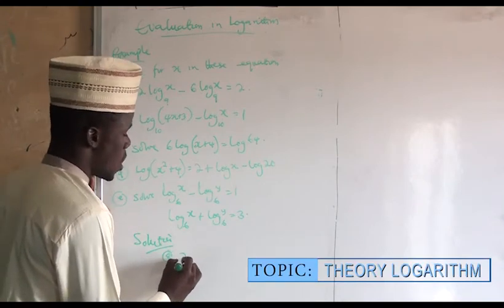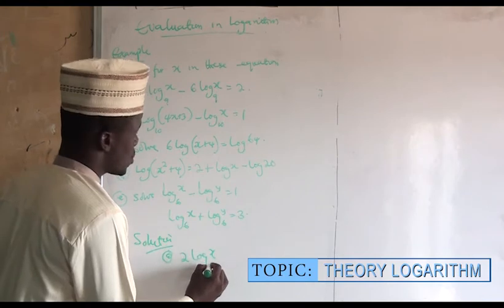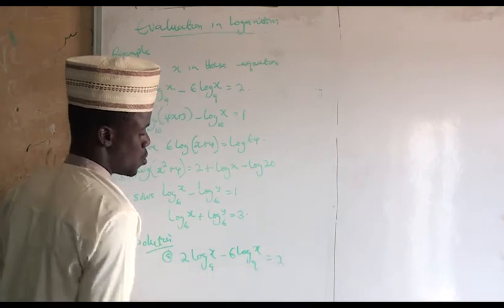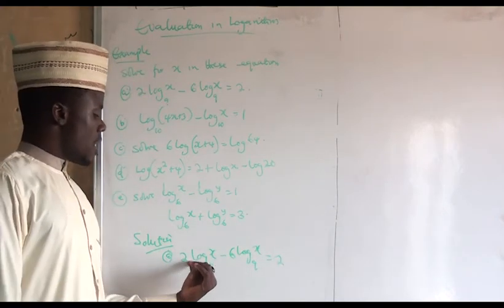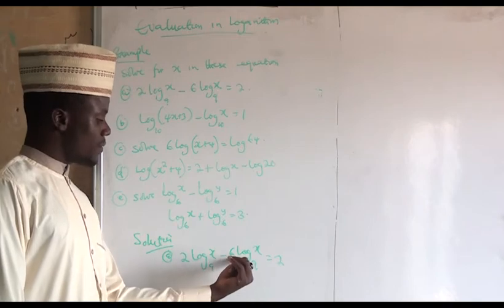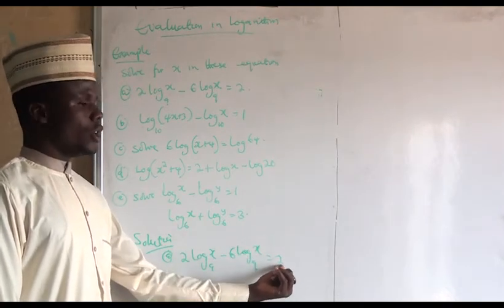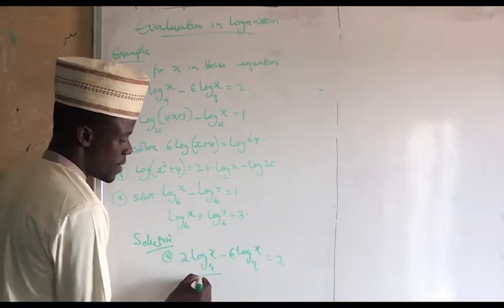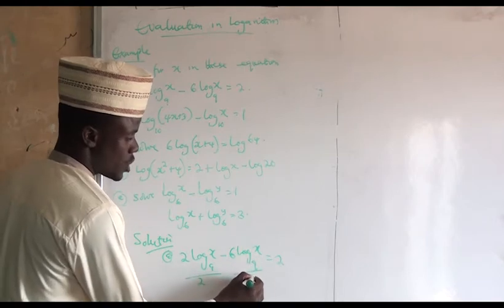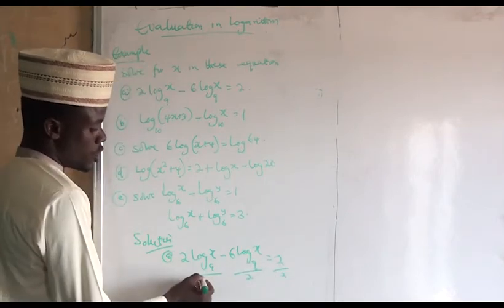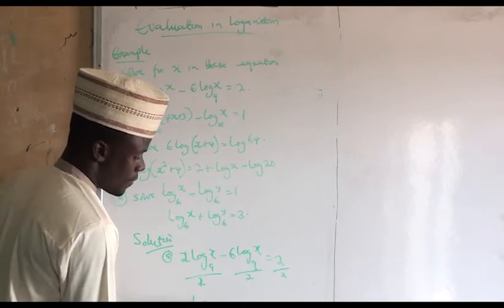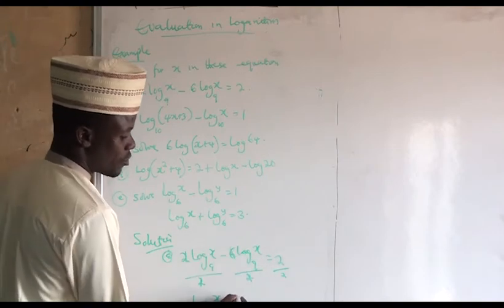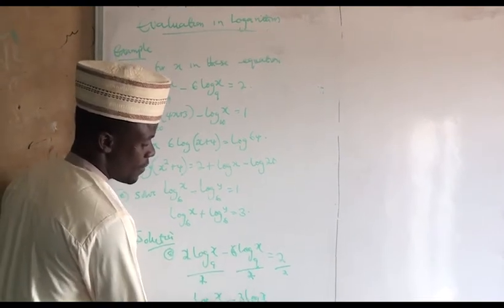A is 2 log x base 9 minus 6 log x base 9 equals 2. So now since here we have a number in front of the log as 2, and here we have a number in front of the log as 6, and here is 2, we can divide through the equation by 2. That is, here we divide by 2, also here by 2, also here by 2. So these 2 will cancel. So here we have log x base 9 minus 3 log x base 9.